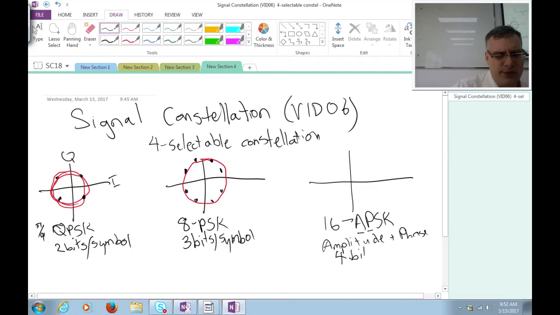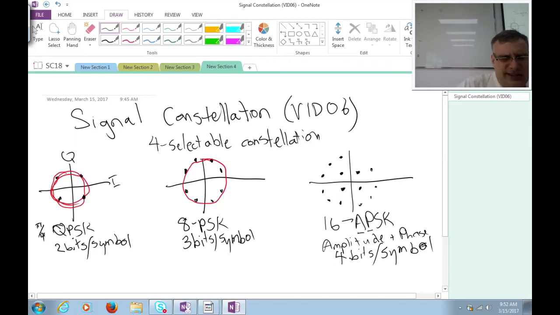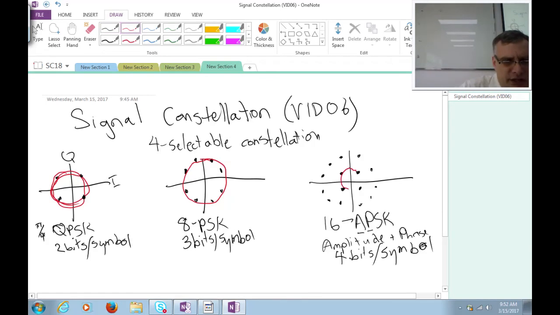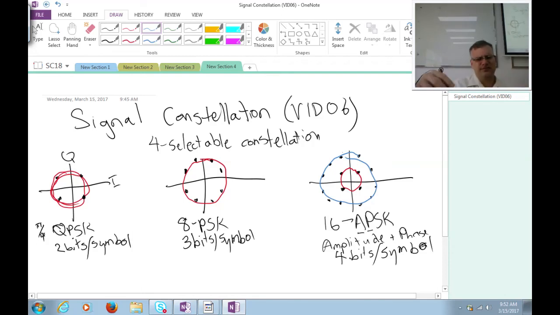Here we're going to send 4 bits per symbol. And what we'll do is we'll send QPSK on an inner ring, and then I put 12 additional points equally spaced on an outer ring. So you see I now have 2 power levels. I have an inner power level and an outer power level.